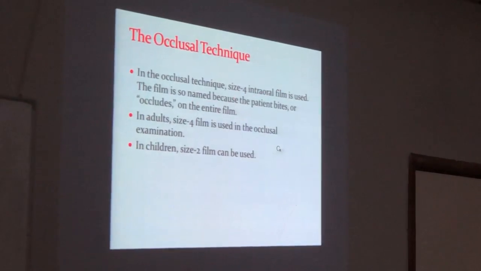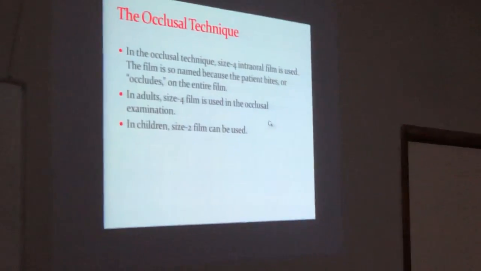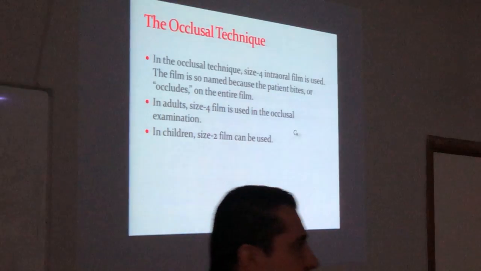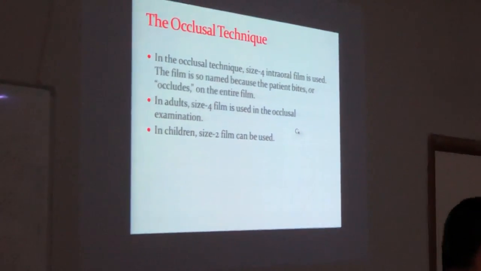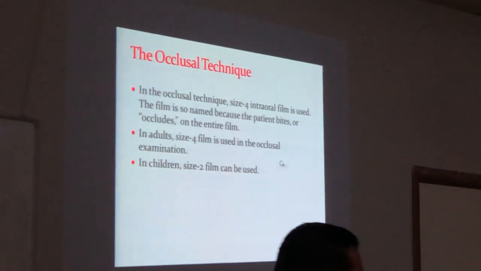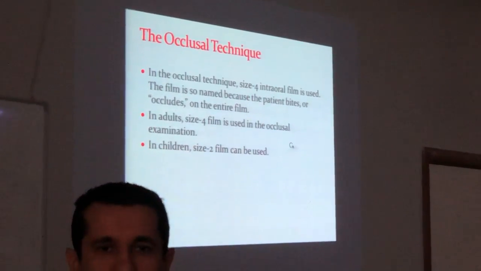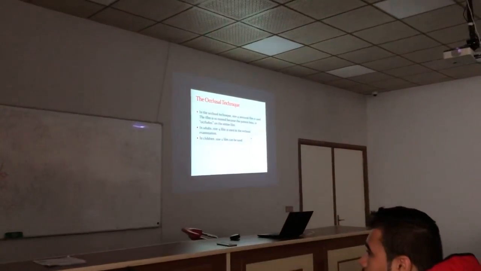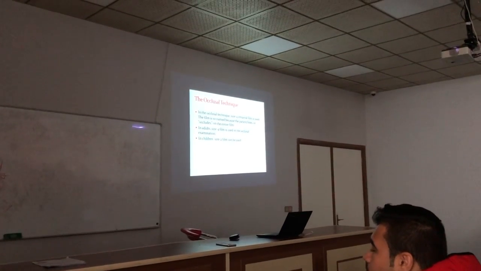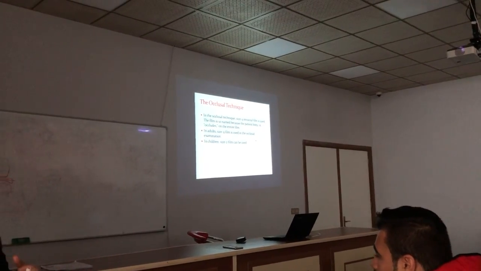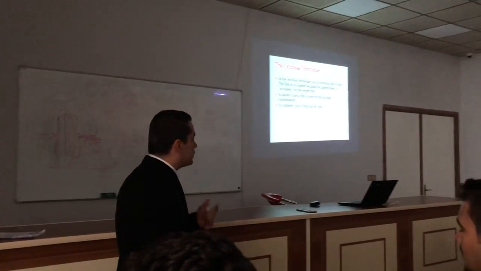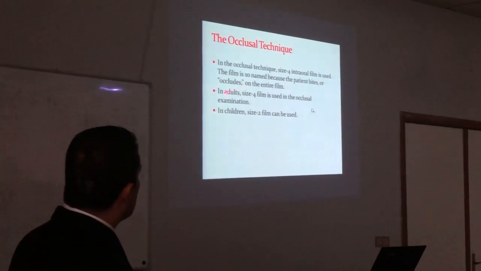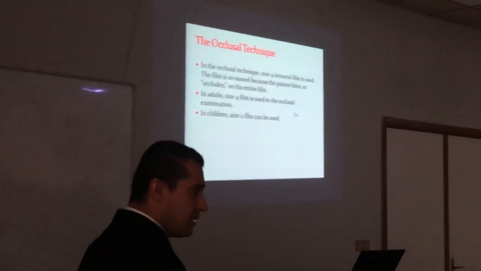Now the occlusal technique. We said that we have several types of films: the child one, the narrow, the universal, and bite-wing, and we have the occlusal film. The occlusal film is bigger than the normal, and the patient will come and bite on it. The patient occludes on the entire film.